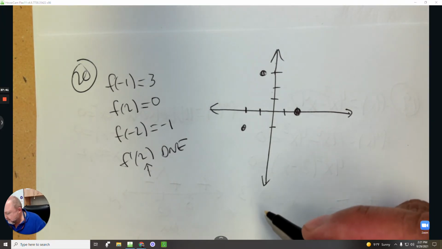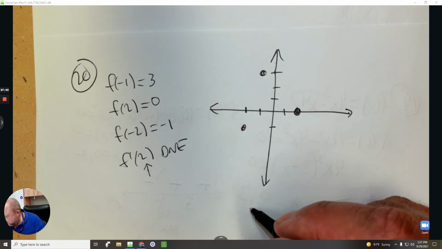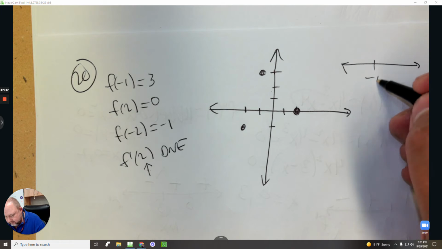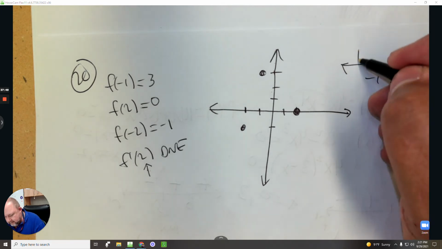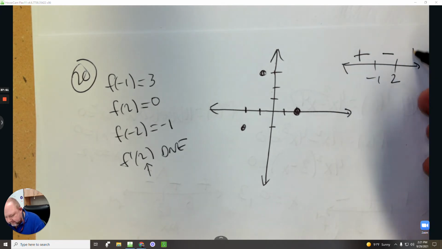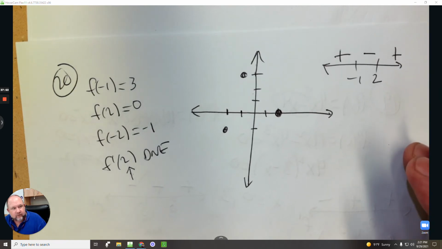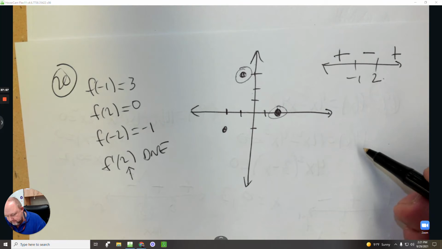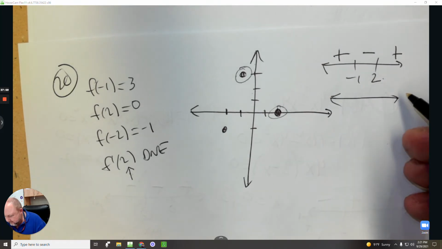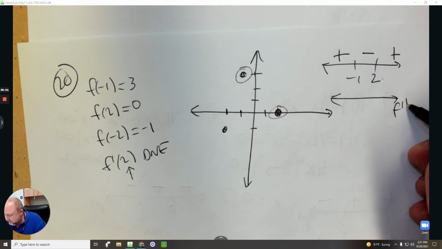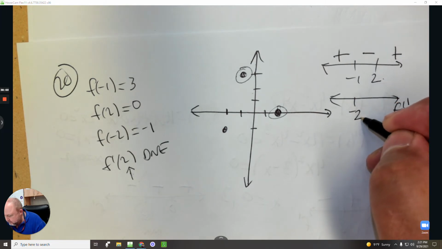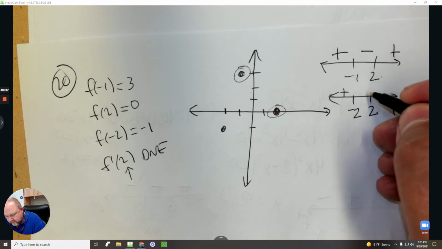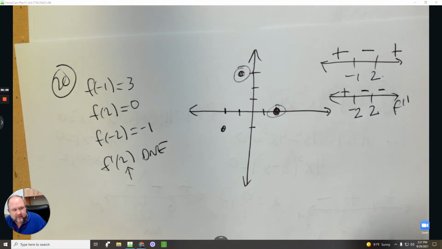And then the concavity part. So it says the first derivative increases and then decreases and then increases. So at -1 is a maximum and at 2 is a minimum. And then the concavity. So at -2 and 2, the concavity changes, but then it doesn't change.